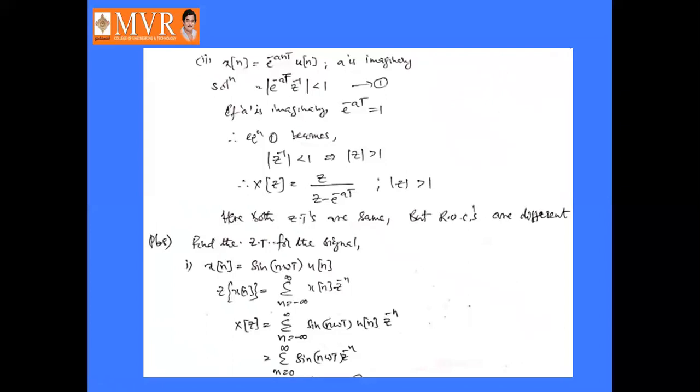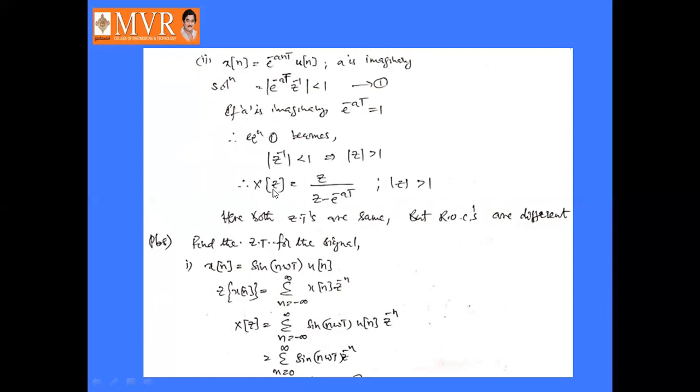The second part is x of n equal to e power minus a n t into u of n, where a is imaginary. So the solution is mod e power minus a t into z power minus 1 is less than 1, that is equation number 1. If a is imaginary, then mod e power minus a t will become 1. So equation number 1 will become mod z power minus 1 must be less than 1, or mod z is greater than 1.